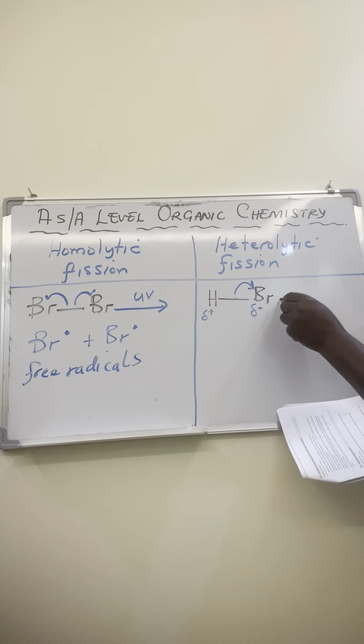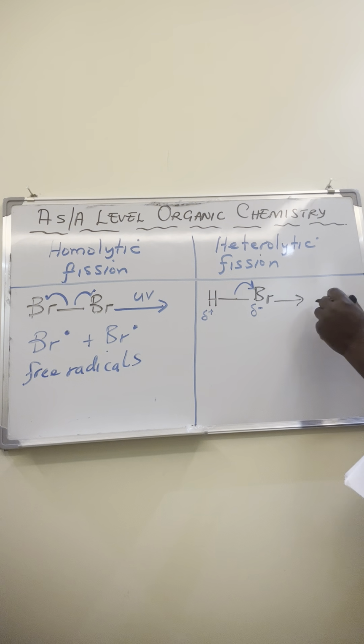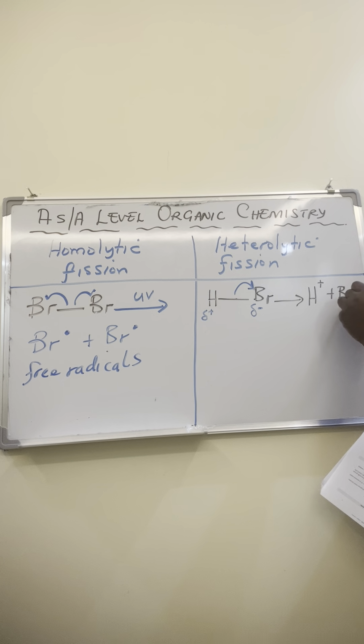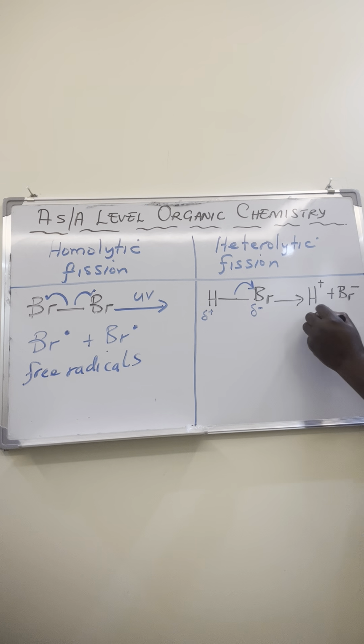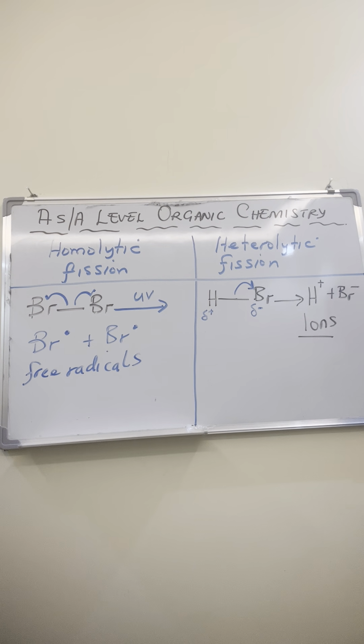And then what will happen as we carry out bond fission here? This one becomes positive, and the bromine, or our bromide ion, is also formed there. And we are going to produce ions. The difference is that in heterolytic fission, we generate ions. In homolytic fission, we generate free radicals. That's the difference.